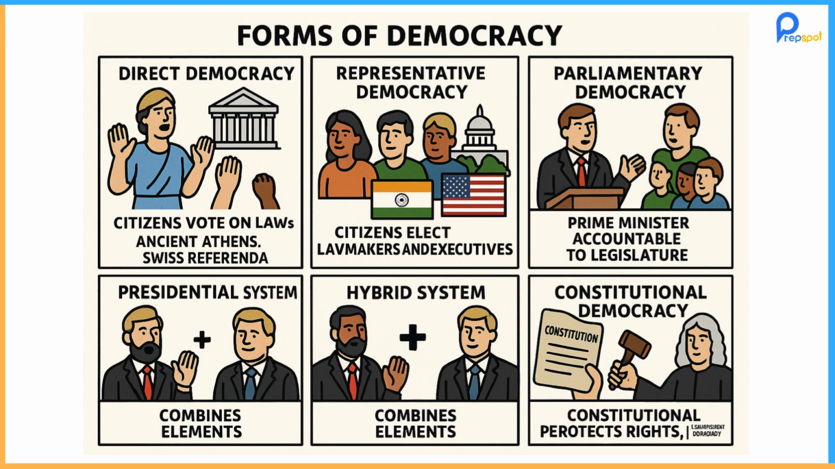In a direct democracy, citizens vote on laws and policies themselves, as they did in ancient Athens or still do today in Swiss referenda. Representative democracy, by far the most common model, allows citizens to elect lawmakers and executives to serve on their behalf, as in India, the United States, and countless other countries. Within representative systems, parliamentary democracies vest executive authority in a prime minister accountable to the legislature, while presidential systems feature a separately elected head of state. Hybrid forms, such as semi-presidential systems or mixed-member proportional systems, combine elements to balance the strengths of each. Underpinning all these are constitutional democracies, where a written or unwritten constitution protects individual rights and constrains government power, often backed by an independent judiciary.